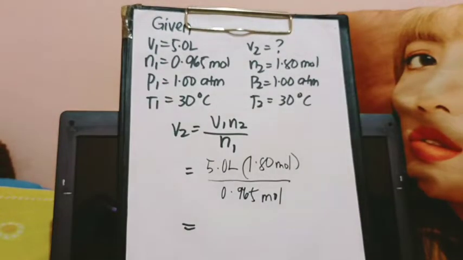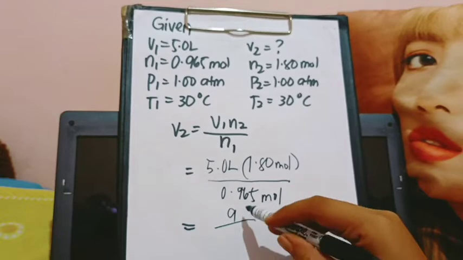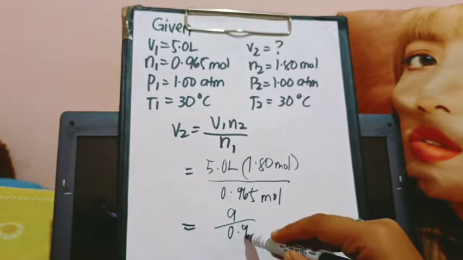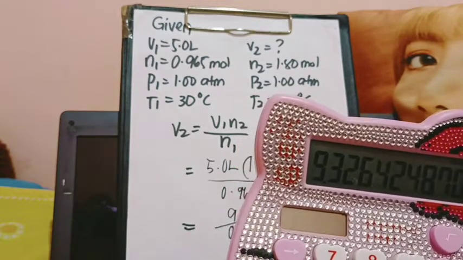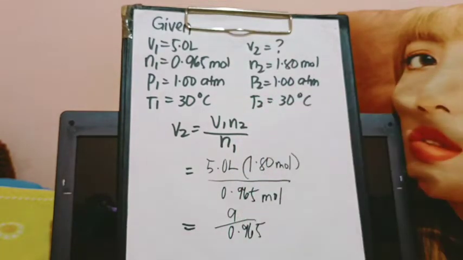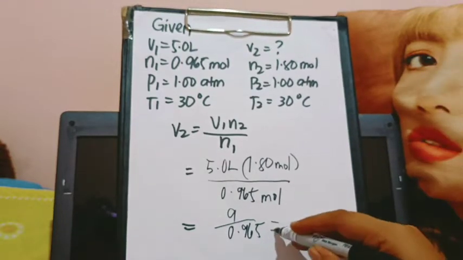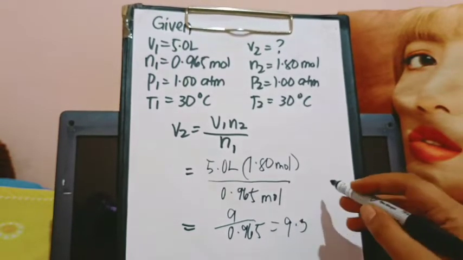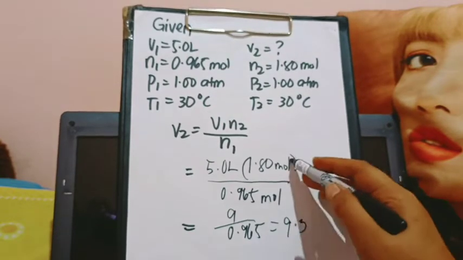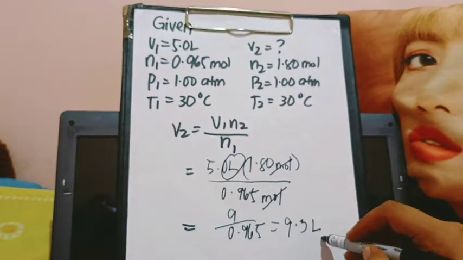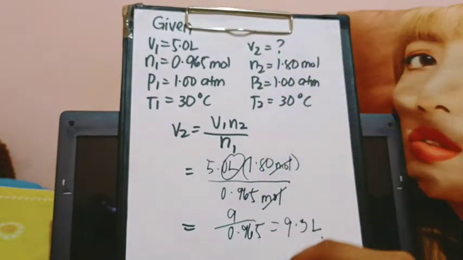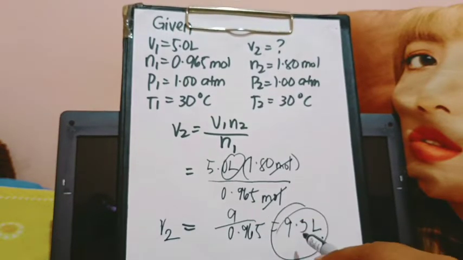So 9 divided by 0.965 is equal to 9.32, or 9.3. So what unit will we use? Let's cancel mole, so what remains is liter. So 9.3 liters is our volume. V2 is equal to 9.3 liters.